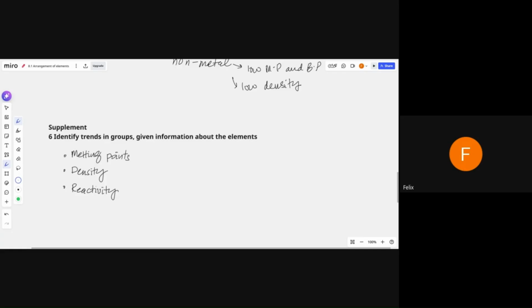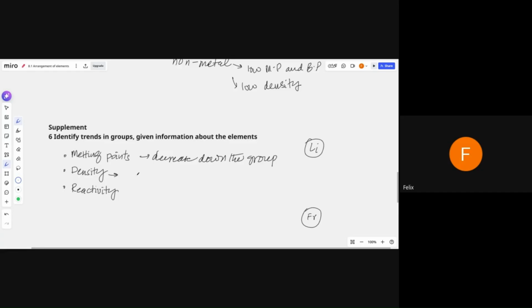So melting points, remember that they decrease down the group, right? So lithium, for example, will have a higher melting point as compared to francium, right? Lithium will have a higher melting point and francium will have a lower melting point.